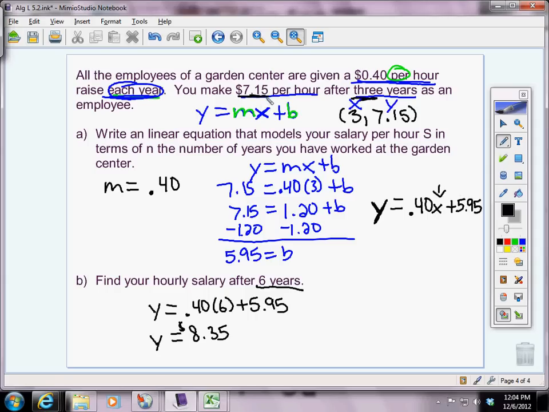So your initial salary when you first started working was the value we found for b. After 3 years, you were making $7.50. And now after 6 years, as long as you do keep getting a 40-cent an hour raise every year, you would be making the amount we calculated. So again, keep in mind with your slope-intercept form, m is still the slope, b is still the initial value, except in these problems you won't be given the initial value. Create an ordered pair, plug it in, solve for b, and then you are able to write your equation and use it to figure out things like how much money you'll be making after 6 years.